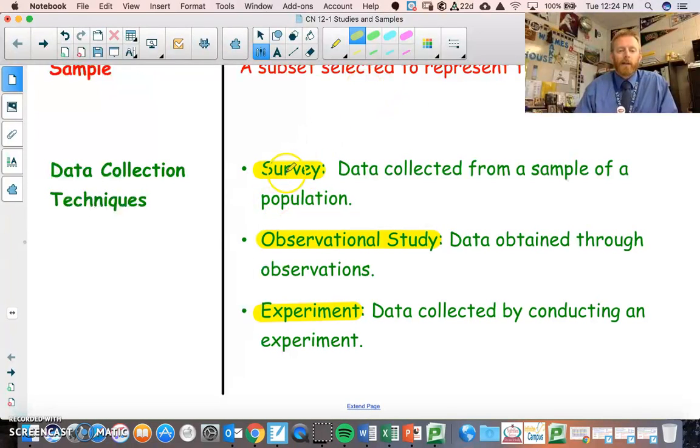So a survey is you hand out a piece of paper and ask some questions. Observational, you just watch and then you see what they're doing to get data. Then an experiment is to actually do something in order to get that data to collect. So those are our types of data collection.